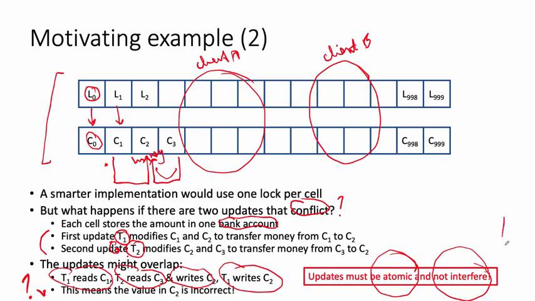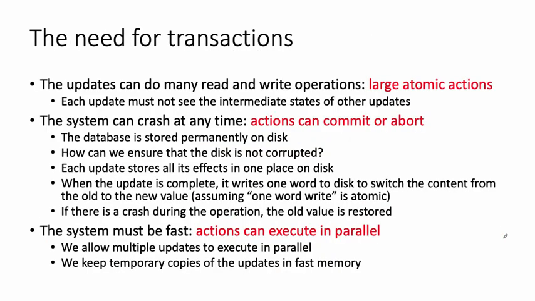So this is what we want to do to get the high concurrent updates. We want to guarantee this. But how do we do that? So that's the question we are going to solve here. Okay?